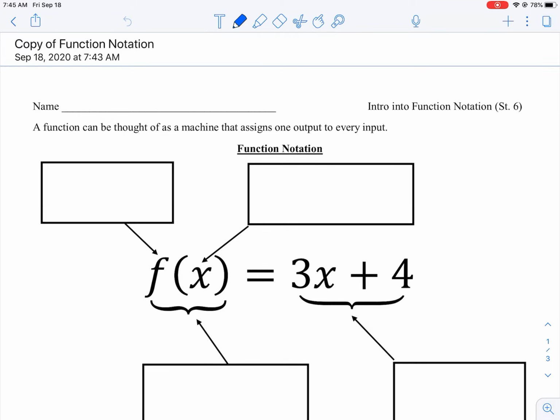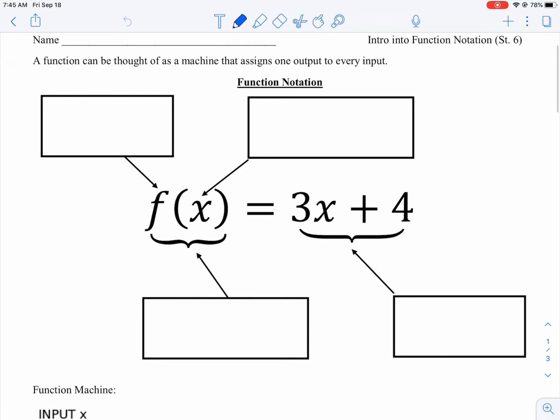The concept of this video is on function notation. So the first thing I want to look at is this. This is exactly what a function would look like, but its pieces can confuse students. So I'm going to go through each piece and identify what the meaning of each piece is.